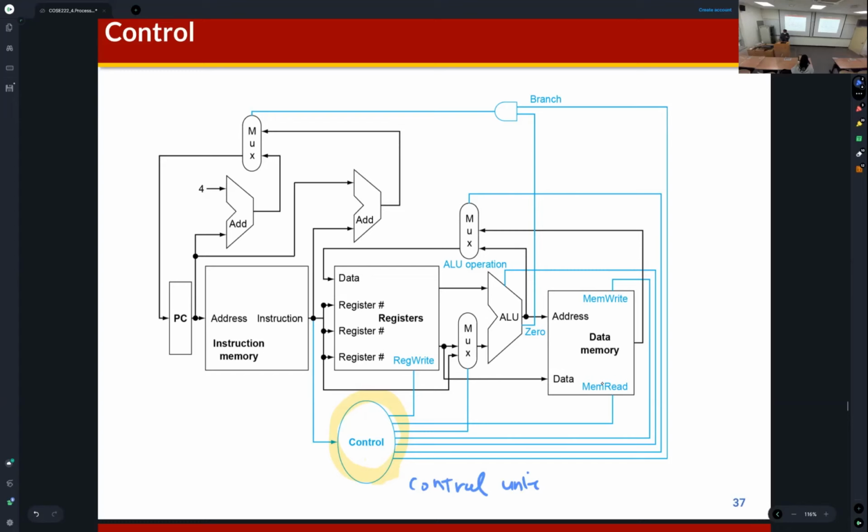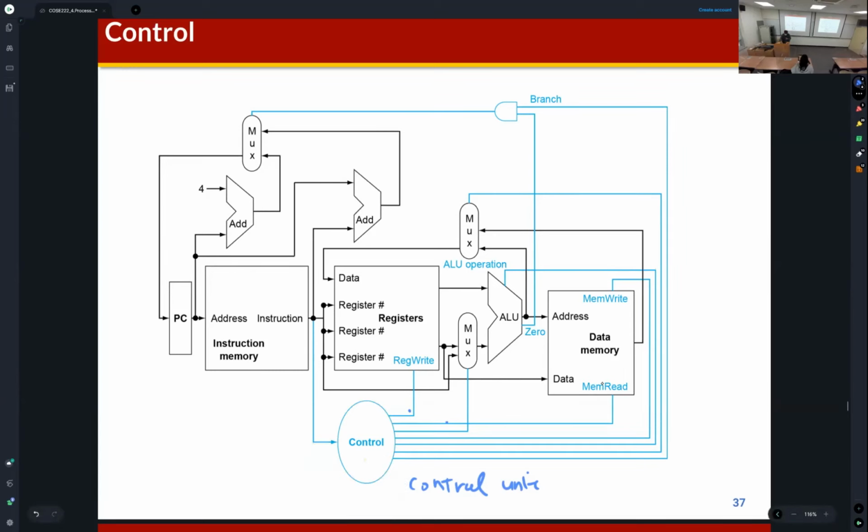And then as you can see, this control unit receives instruction from the instruction memory. So you can find the connection here. And then this control unit generates many control signals. These control signals are connected to the control ports of many different components, right? So in this class, we will learn how to build this control unit, and how to generate the control signals from the instruction.